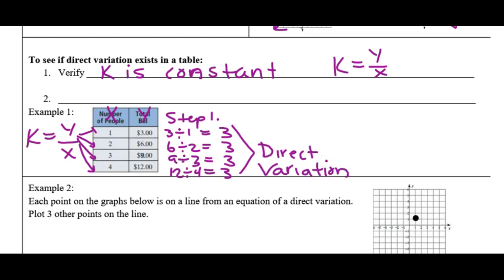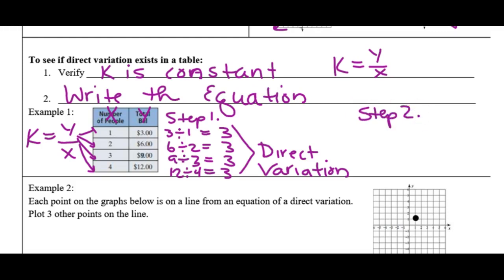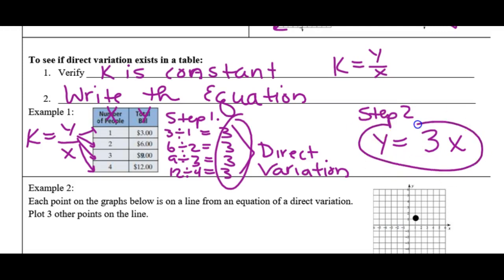Step 2 is then to write the equation, because typically with direct variation problems, they're going to ask you to write the equation. So how do I write the equation? This is step 2. I think about what the equation is. Y is equal to k times x. But now I know I did all this work over here, all that work to find out what the constant was, so I'm going to write that in there. It's not just k. We know what the constant is. It's 3. So that is step 2. That's our equation.